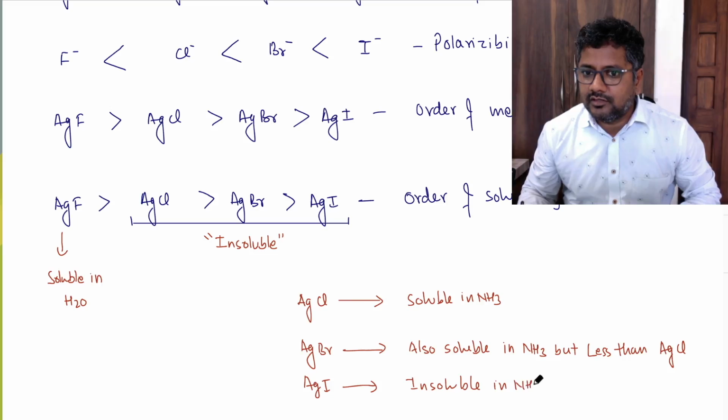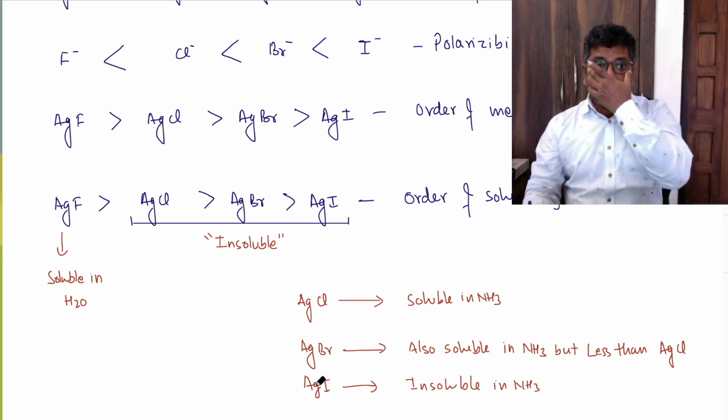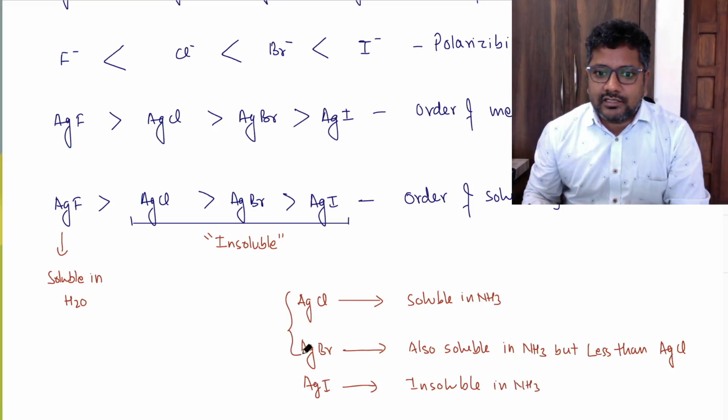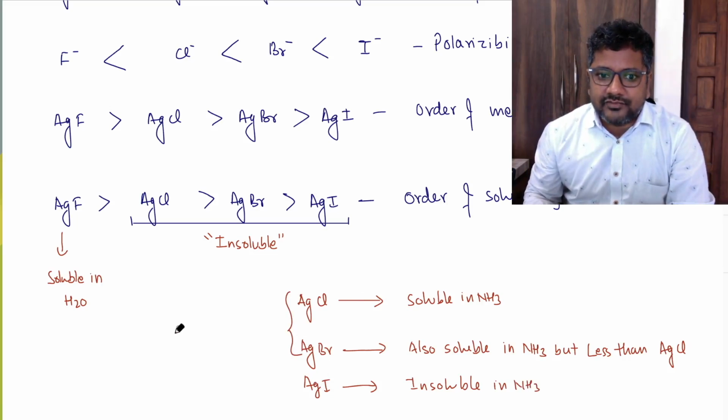In ammonia. So you can say AgI is the least soluble. How are they, these two soluble? This is due to the complex formation. Complex formation with ammonia.